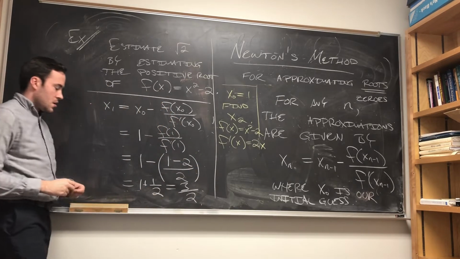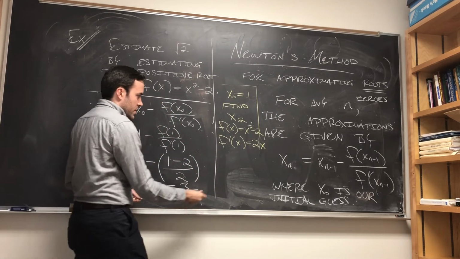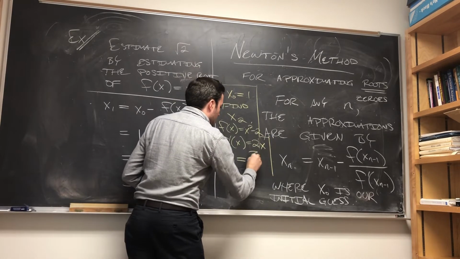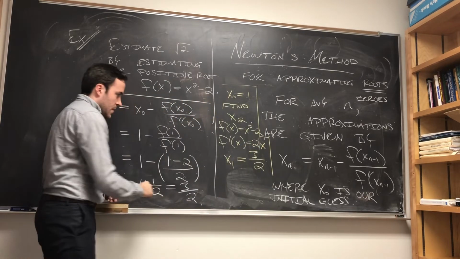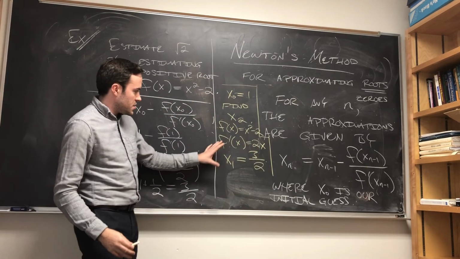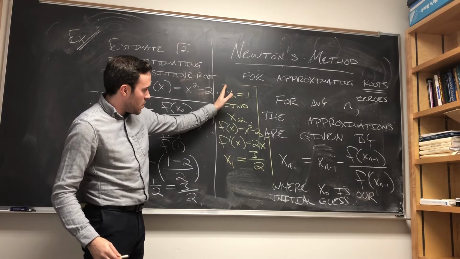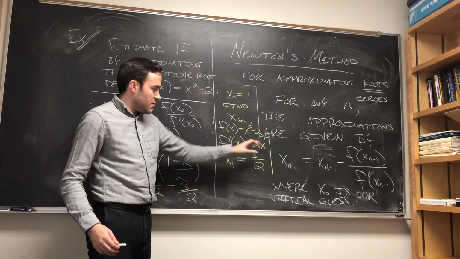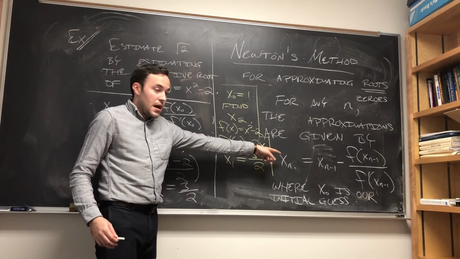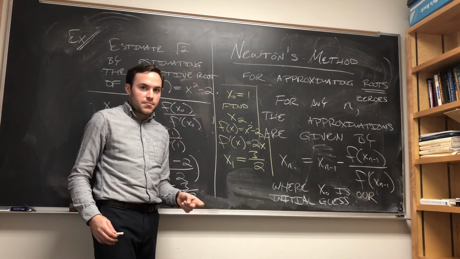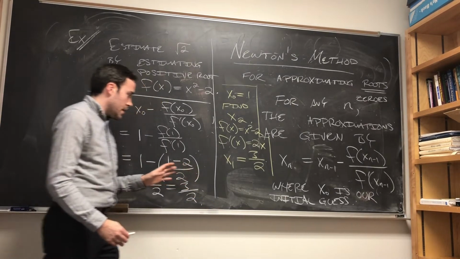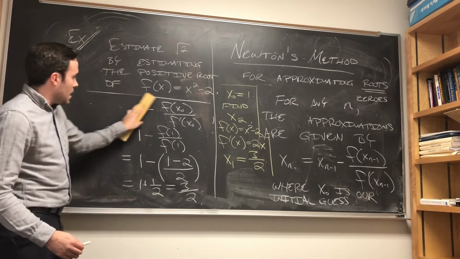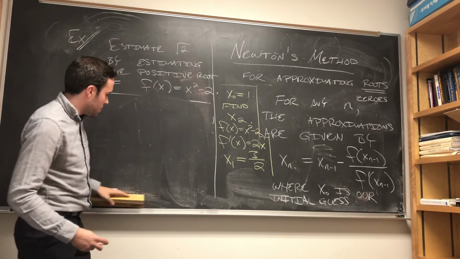I'm going to keep track of this over here as well. x1 is 3/2. We're going to be good bookkeepers here and keep track of all the relevant information. x naught was 1. Our function is x squared minus 2. Our derivative is 2x. And using the algorithm for Newton's method, x1 is going to be 3/2. Once I keep track of that, I can clean this up a little bit and give myself some more room to figure out x2.